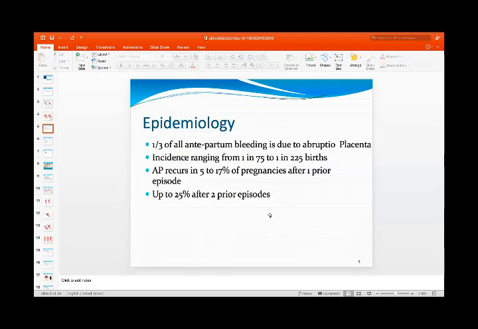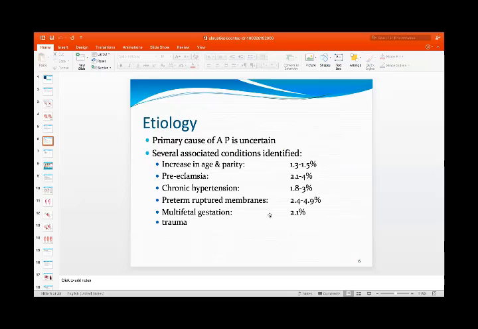Almost one third of all antepartum bleeding is due to abruptio placenta, and its incidence ranges from 1 in 75 to 1 in 125 births. The recurrence rate is 5 to 17% after one previous episode of abruption, and up to 25% after two previous episodes of abruptio placenta. So it doubles.